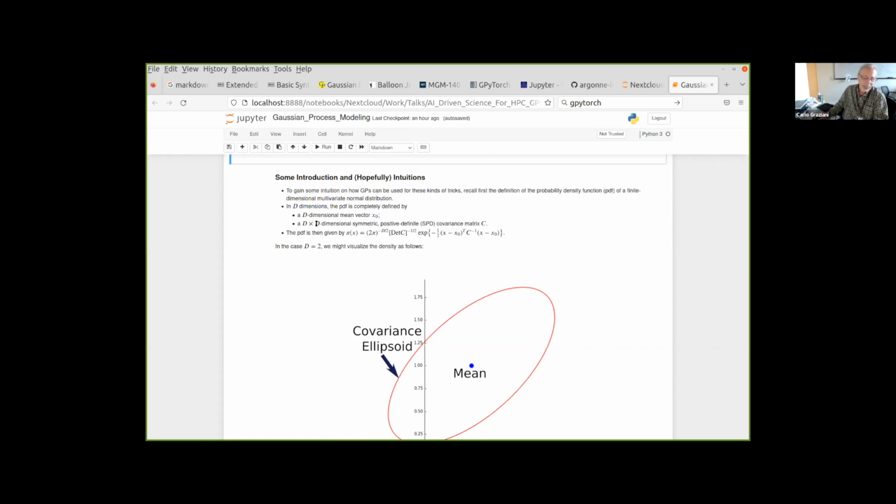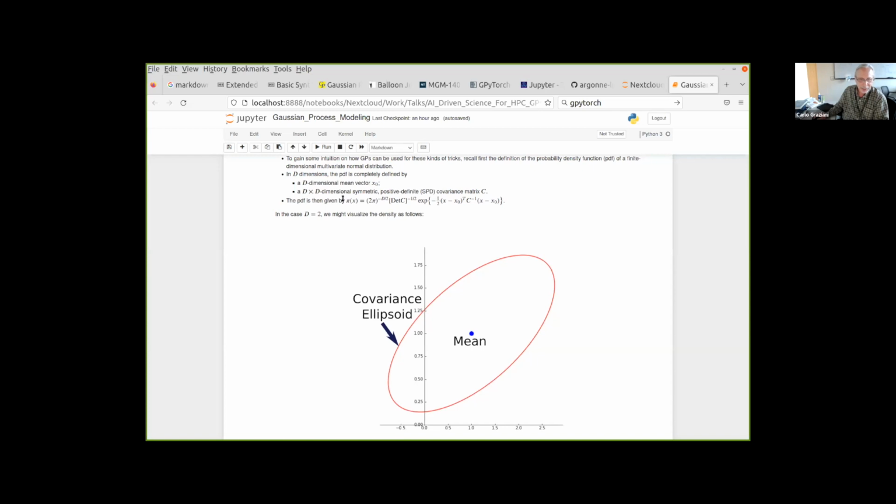A finite dimensional Gaussian distribution, in d dimensions, is described by a probability distribution function that is defined by two algebraic objects. One is a mean vector, x naught, and one is a d by d symmetric positive definite covariance matrix. Symmetric positive definite basically simply means that it's a symmetric square matrix, all of whose eigenvalues are positive. And if you have these two objects, then its density is given by this kind of formula, which I think most of you have already seen before.